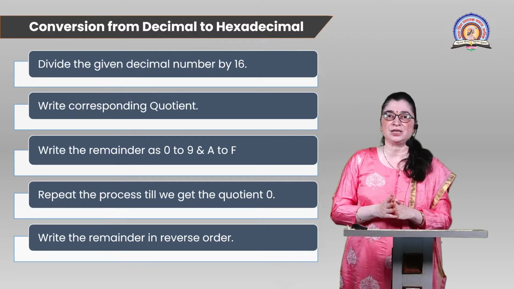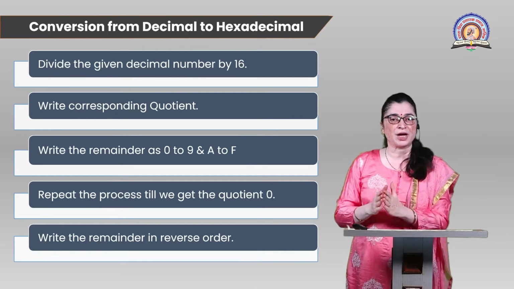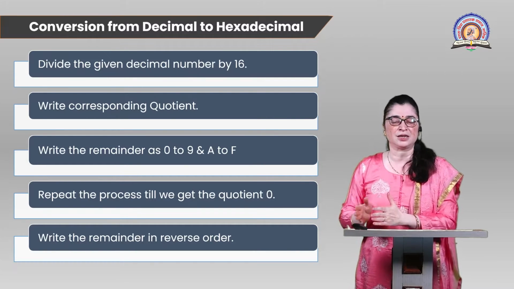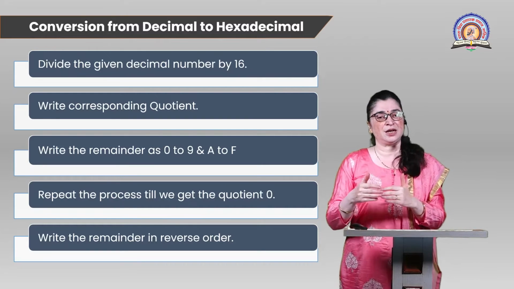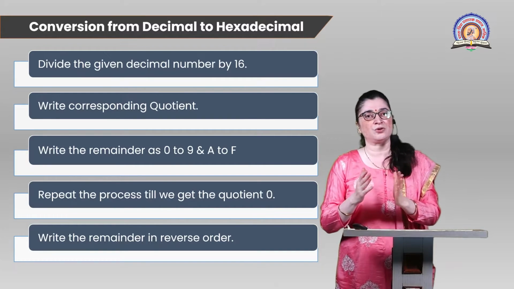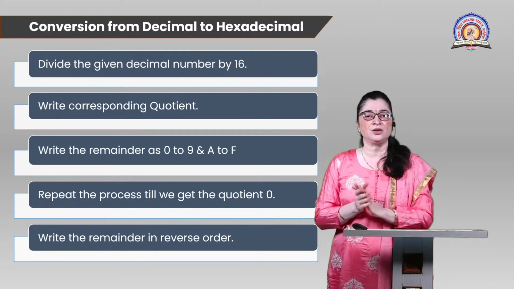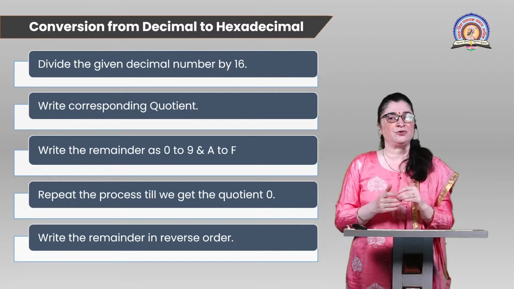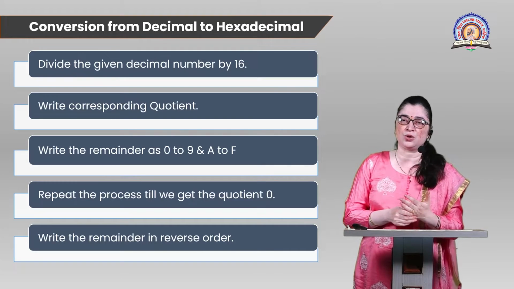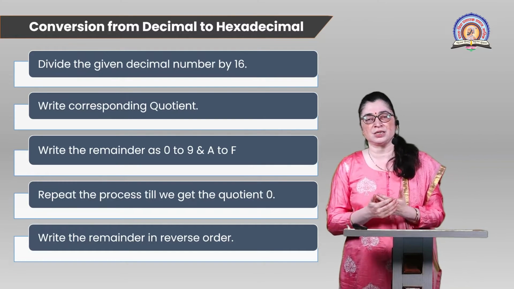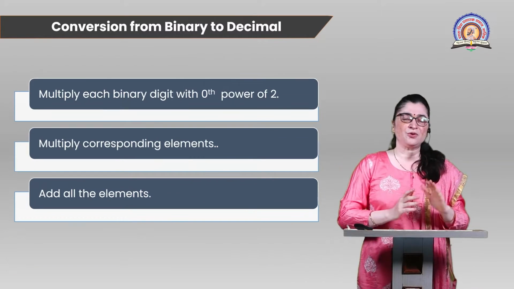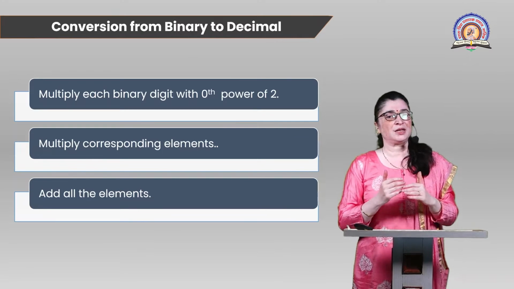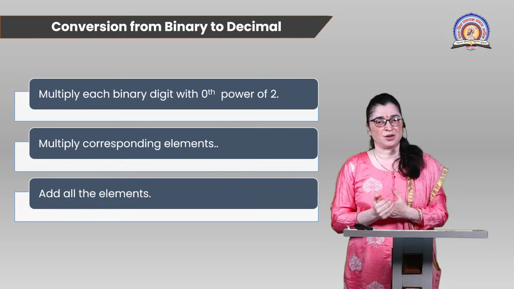So while writing the remainder, if it is 0 to 9, no doubt you can directly mention it. But if it is 10, 11, 12, 13, at that time you have to write down A, B, C, D and so on. Here also we have to repeat the procedure till we get the quotient as 0 and write all the remainders in a reverse order. Now we'll see how to convert any other number into decimal number system.